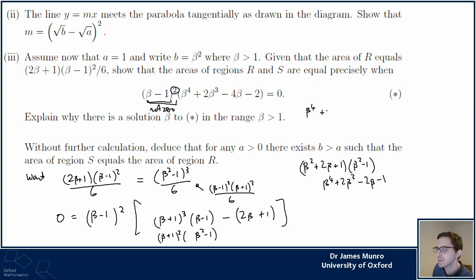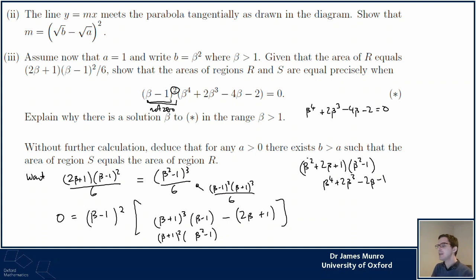I want beta to the 4 plus 2 beta cubed minus 4 beta minus 2 equals 0. I can't see a root of it. 1 I'm not allowed to use. 2 doesn't work because 16 plus 16 is 32. Take away 8, take away 2 is 22, which is too big.